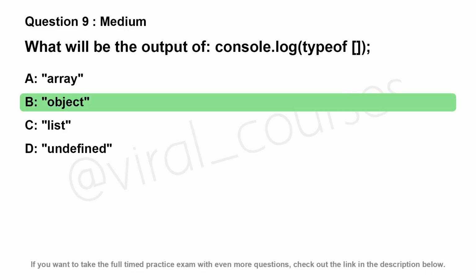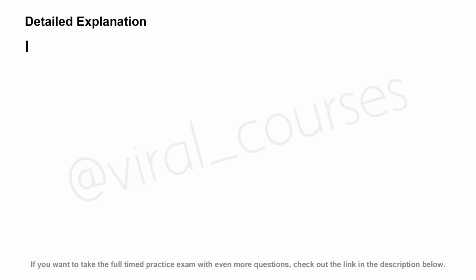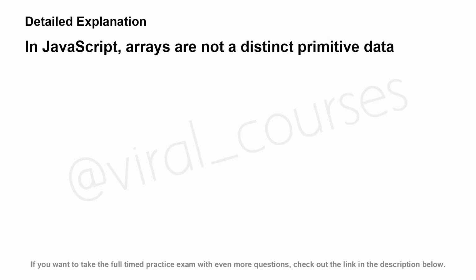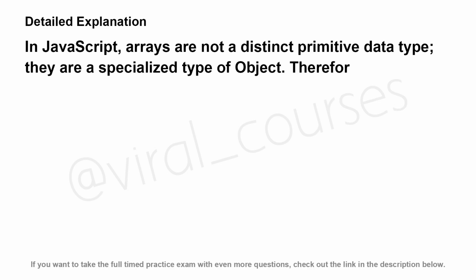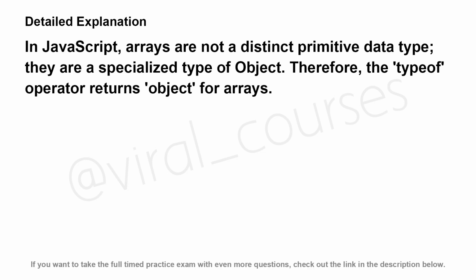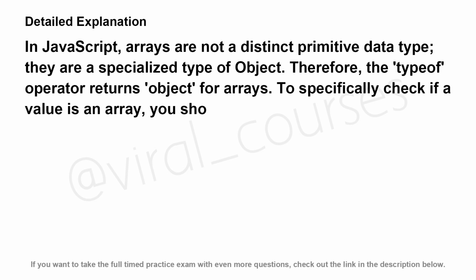The correct answer is B. In JavaScript, arrays are not a distinct primitive data type. They are a specialized type of object. Therefore, the typeof operator returns object for arrays. To specifically check if a value is an array, you should use Array.isArray().